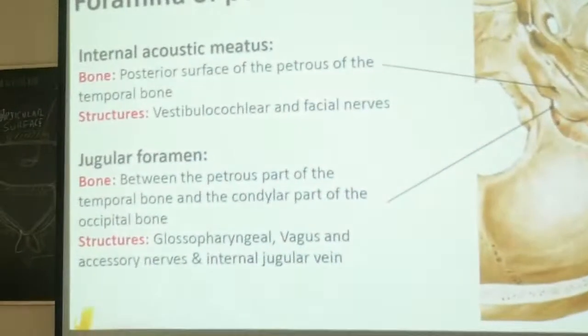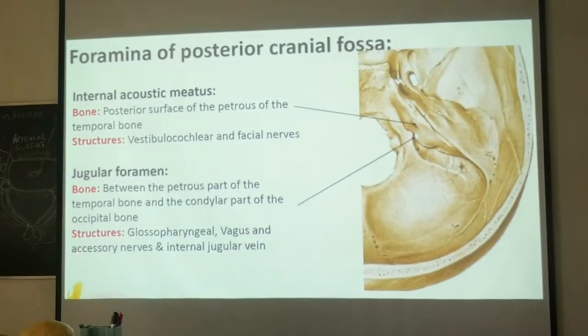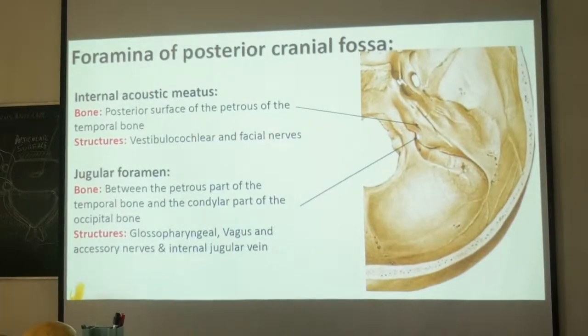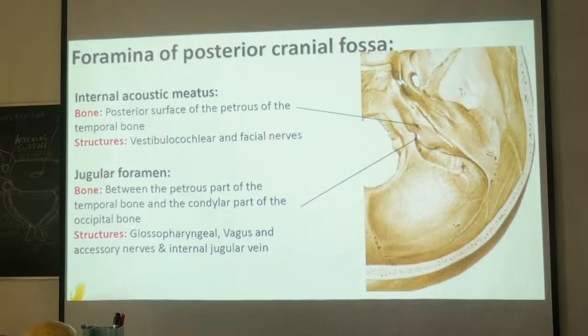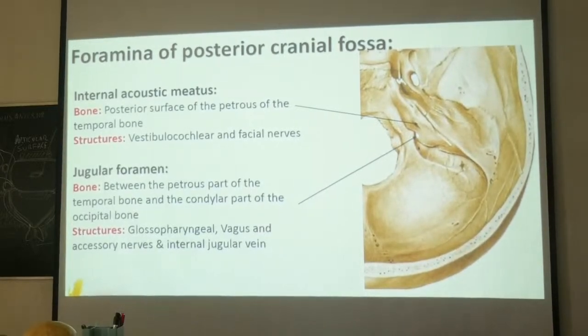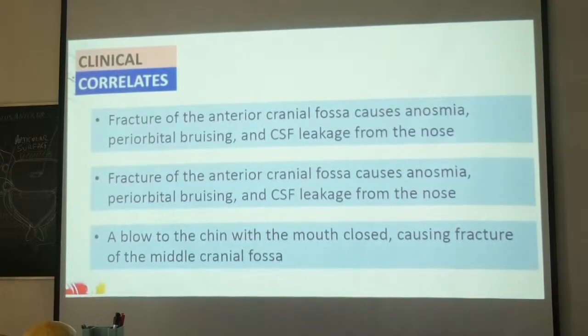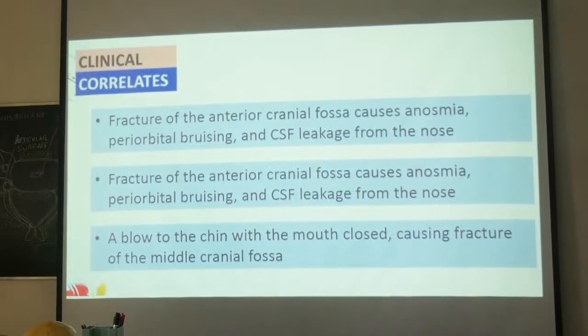Next is the jugular foramen. Here is the jugular foramen between the petrous part of the temporal bone and the condylar part of the occipital bone. Structures passing through this foramen are the glossopharyngeal nerve, vagus, and spinal accessory nerves, and the internal jugular vein. Sigmoid sinus is continuing as the internal jugular vein. So these three nerves, 9th, 10th and 11th, glossopharyngeal, vagus, spinal accessory, come out through this jugular foramen. So these are the structures passing through different foramina of the posterior cranial fossa.